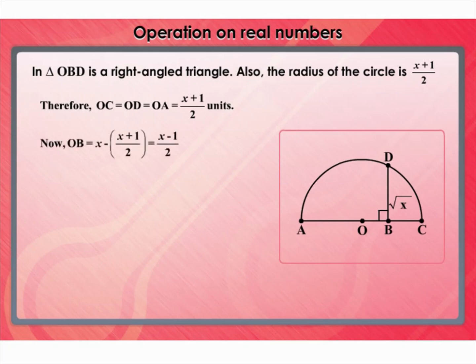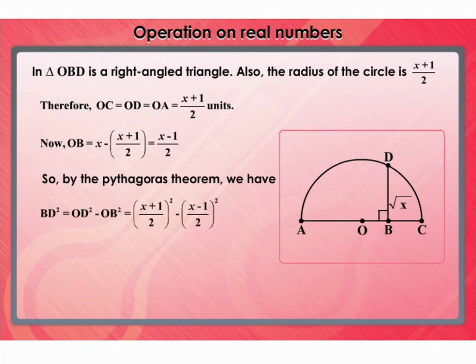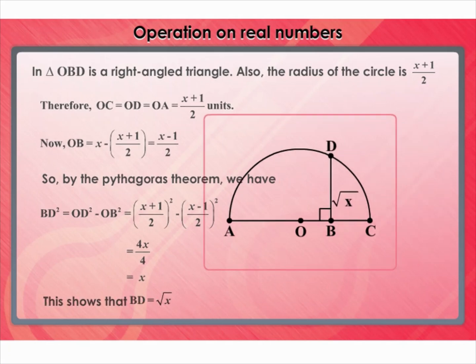Now, OB is equal to x minus (x+1)/2. Simplifying this, we get (x-1)/2. So, by the Pythagoras Theorem, we have BD² = OD² - OB² = ((x+1)/2)² - ((x-1)/2)². Simplifying this, we get 4x/4. Cancel the 4s. We get BD² = x. This shows that BD = √x.